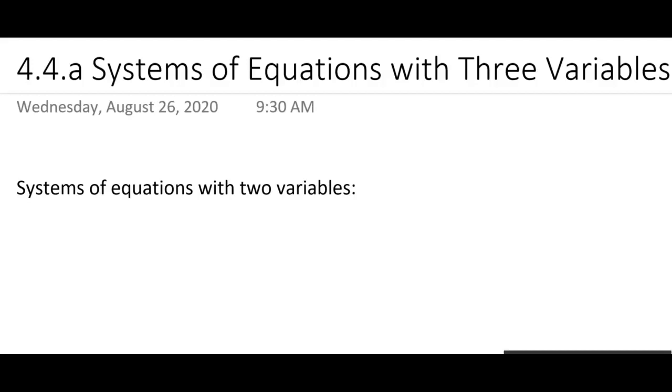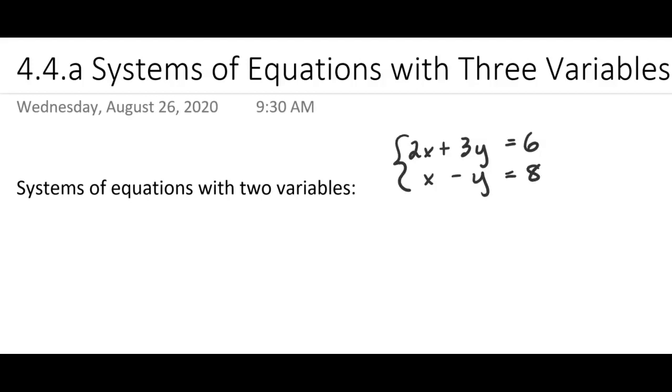So systems of equations with two variables, you might have something like 2x plus 3y equals 6. And then you might have something else that says x minus y equals 8 or something like that. That's called a system of equations. They're both linear equations, and you can graph them in a Cartesian coordinate system. So you might graph them, and you might have one line that graphs like this, and another line that graphs like this. And then the solution is where those two intersect, okay?